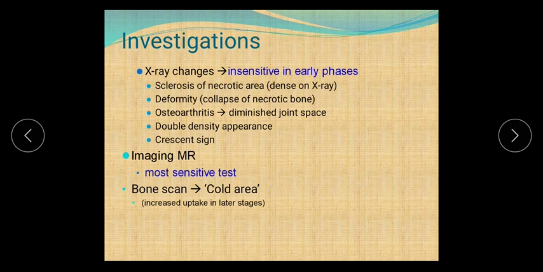Then imaging by magnetic resonance, MRI imaging. This is the most sensitive test, most specific test, and this test helps in early detection of the cases. That is, even in the early phase of the disease it can be detected. Bone scan or isotope bone scanning. This will show a cold area at the area of AVN because there is decreased uptake of the radioisotope. So it is seen as a cold area. In later stages it shows increased uptake. This you need not remember.